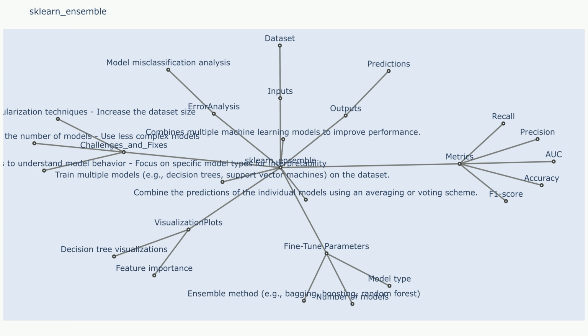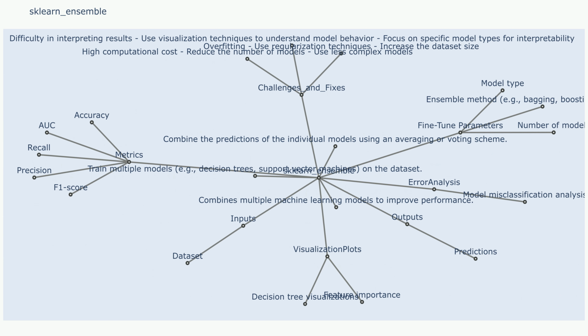Inputs. Input 1. Explain in detail the input data. Typically a structured dataset containing features and corresponding target values. It can be a pandas data frame, NumPy array, or a similar data structure. Input 2. Explain in detail the type of ensemble method to be used, such as bagging, random forest, AdaBoost, gradient boosting, or stacking.